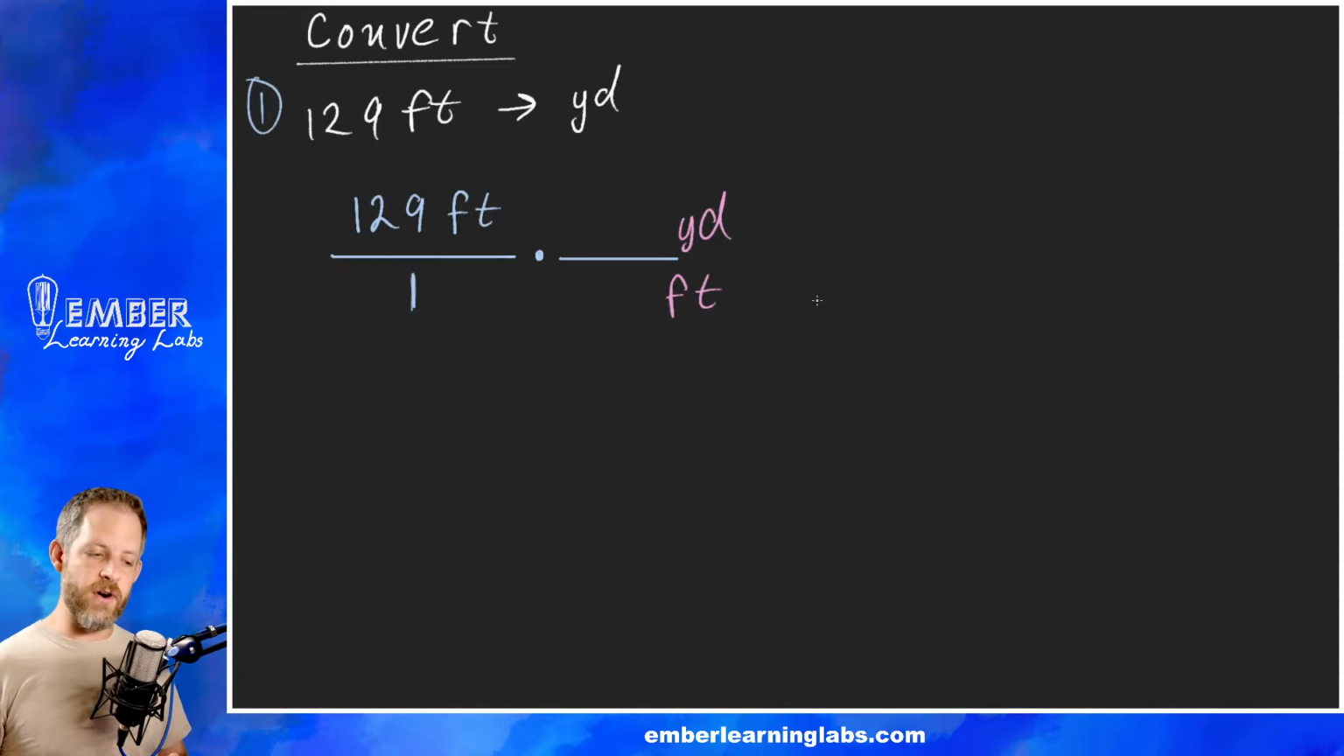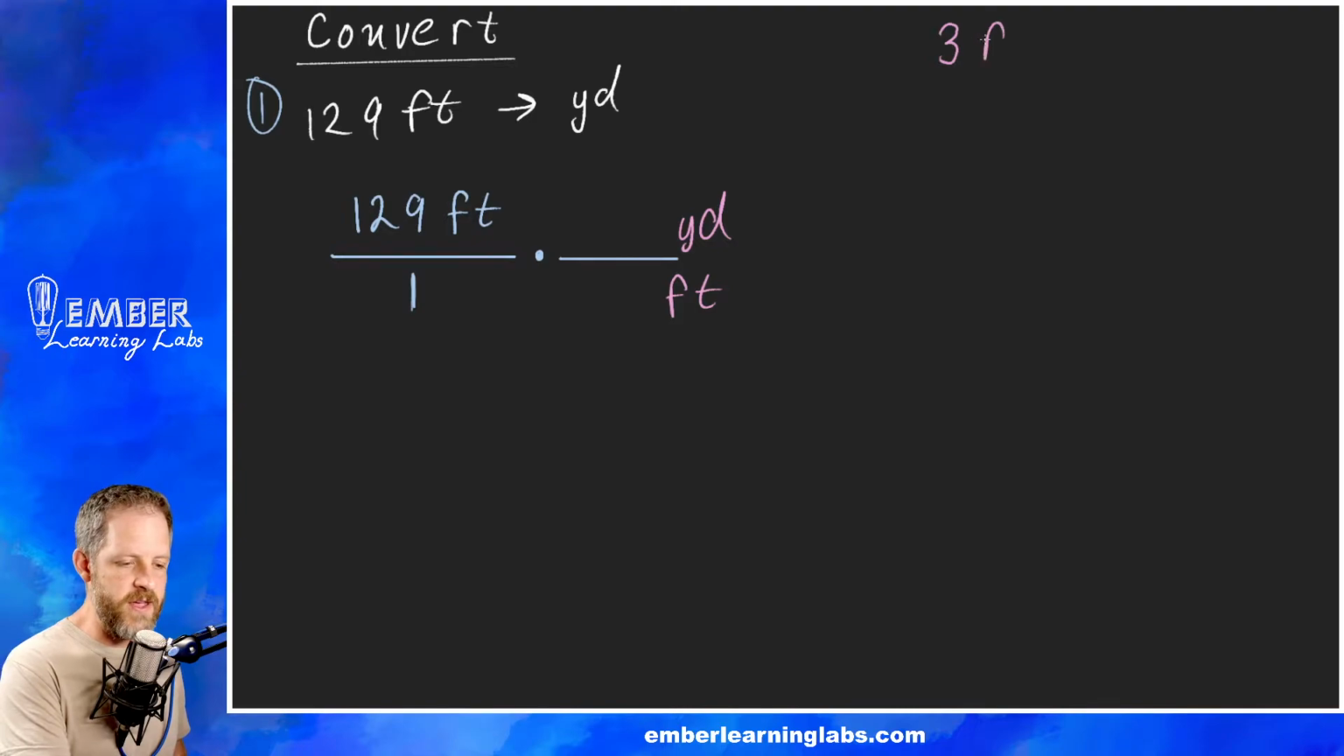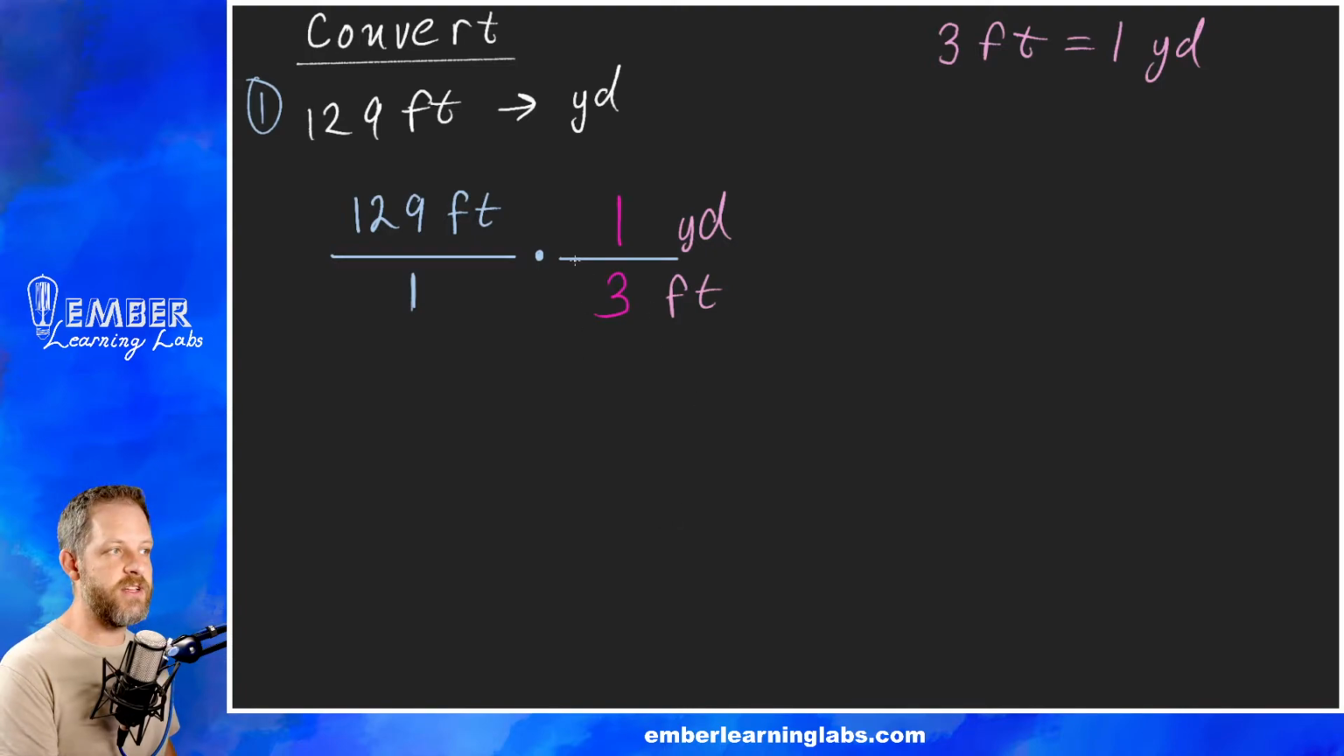Now we have to know our conversion. Hopefully we know that there are 3 feet in 1 yard. So the 3 goes next to the feet here, and the 1 goes next to the yard. You notice that this 3 is on the bottom, and again, these are just one step. So now that we've got this set up and we're ready to go, we can look and say, okay, the feet cancel, which is good, leaving us with yards. That's even better, right?